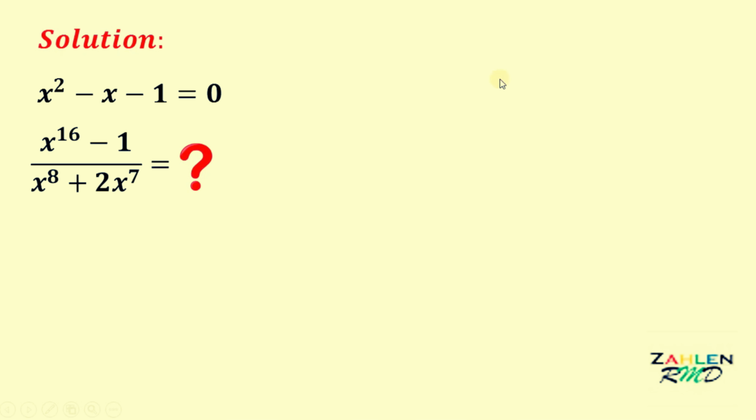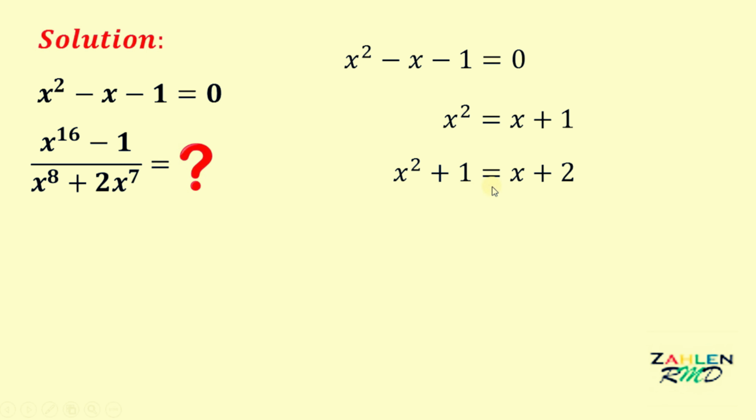So let's focus on the given equation. We have x squared minus x minus 1 equals 0. Definitely in this equation, x is not equal to 0, because if we try to solve this equation, we get a golden ratio. Now, we add x and add 1 on both sides. Therefore, x squared equals x plus 1. If we add 1 on both sides, we get x squared plus 1 equals x plus 2. And if we subtract 1 on both sides from x squared, we get x squared minus 1 equals x.